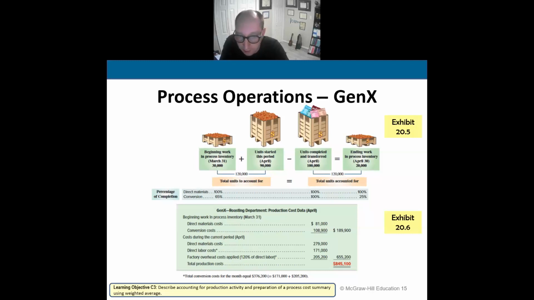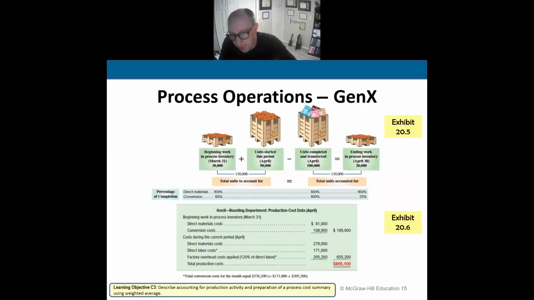Beginning process inventory, I converted 65% of the units. Complete and transferred out, 100%, because they're finished. Right? You can't convert more. You convert 100% when it's completed. And my ending work in process inventory was 25% converted to the next department. So it kind of shows you how conversion percentages work.